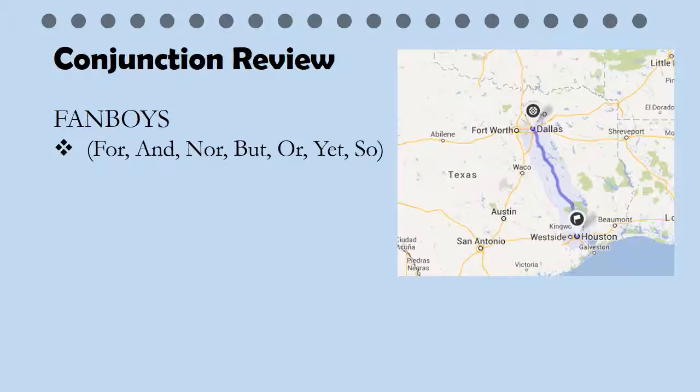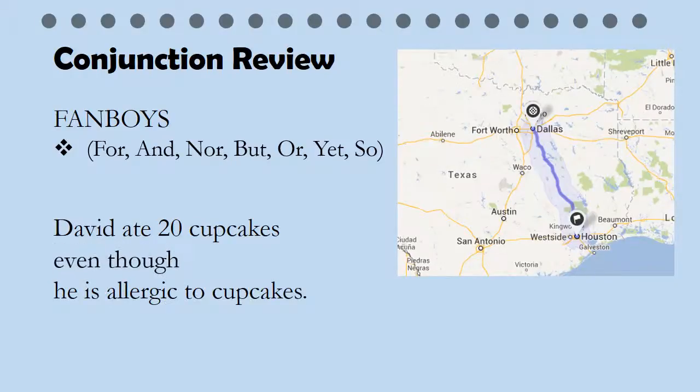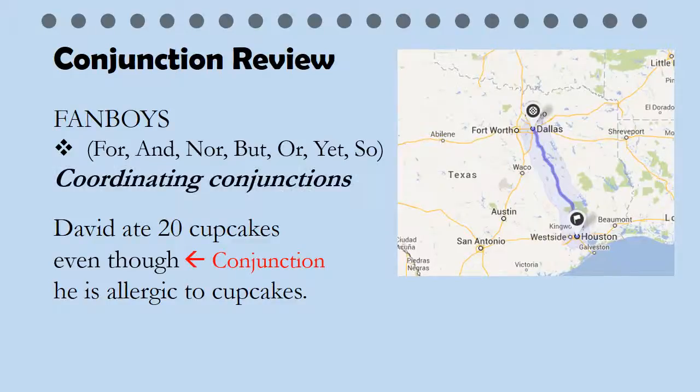Take this example. David ate 20 cupcakes, even though he is allergic to cupcakes. Even though is our conjunction here, yet it's not part of FANBOYS, but it's still bringing these two clauses together, so it is a different kind of conjunction. We call FANBOYS coordinating conjunctions because they bring together two equal independent clauses.